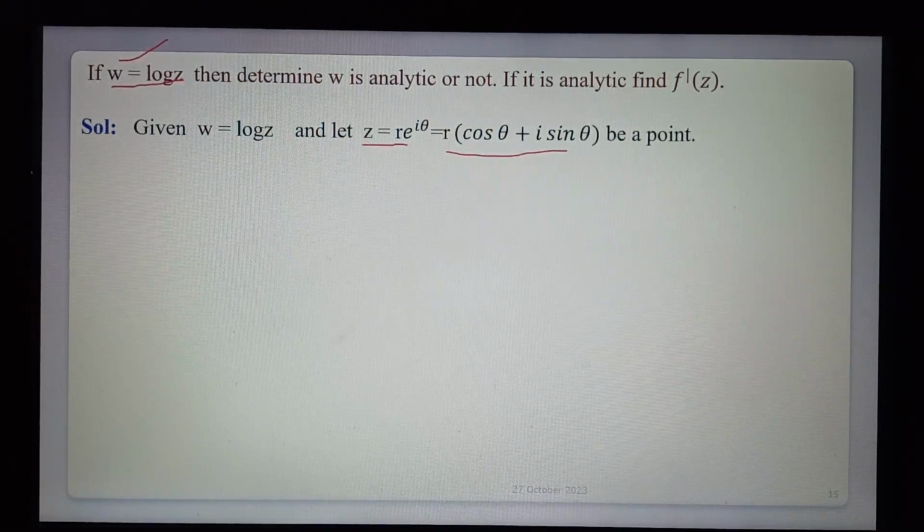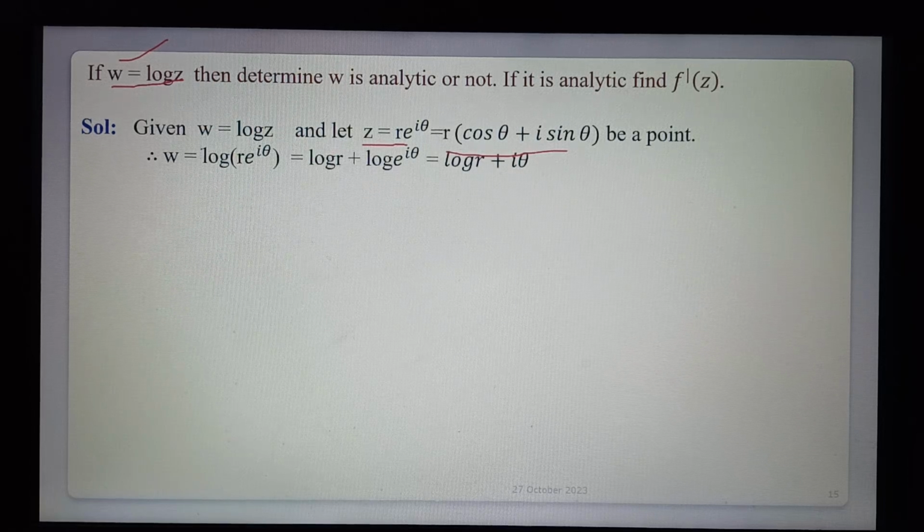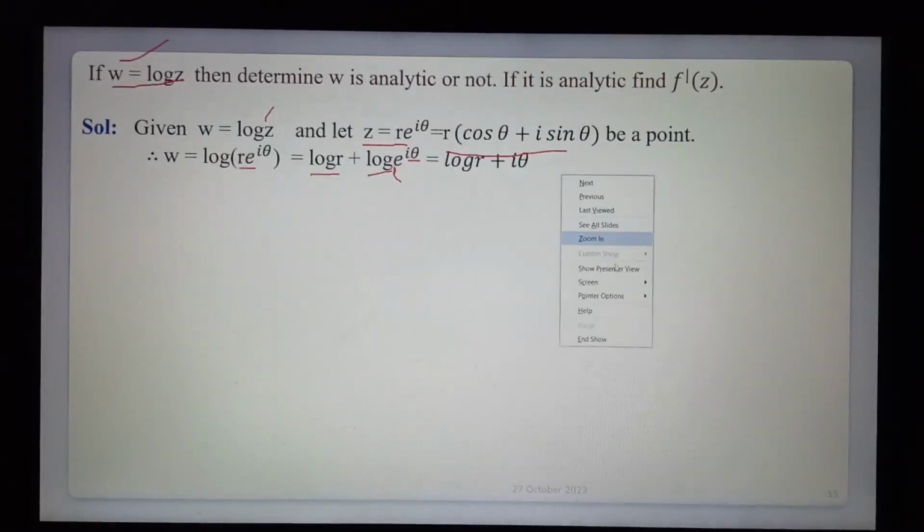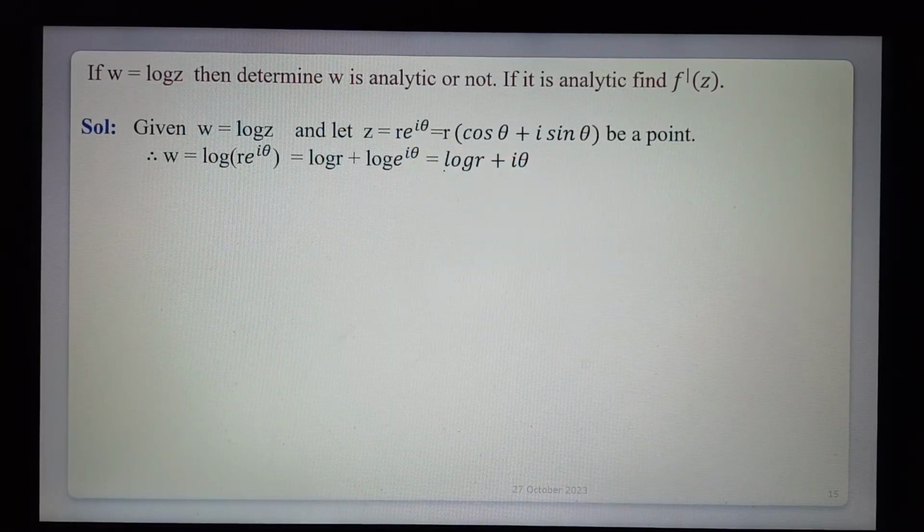So w is equal to log z, where z is r into e power i theta. By the properties of logarithm, log ab is equal to log a plus log b. So log r plus log e power i theta. Here the base is e, so e power i theta, the power i theta comes in front of the log: i theta into log e base e. Log e base e is 1. So that is log r plus i theta. This is w.